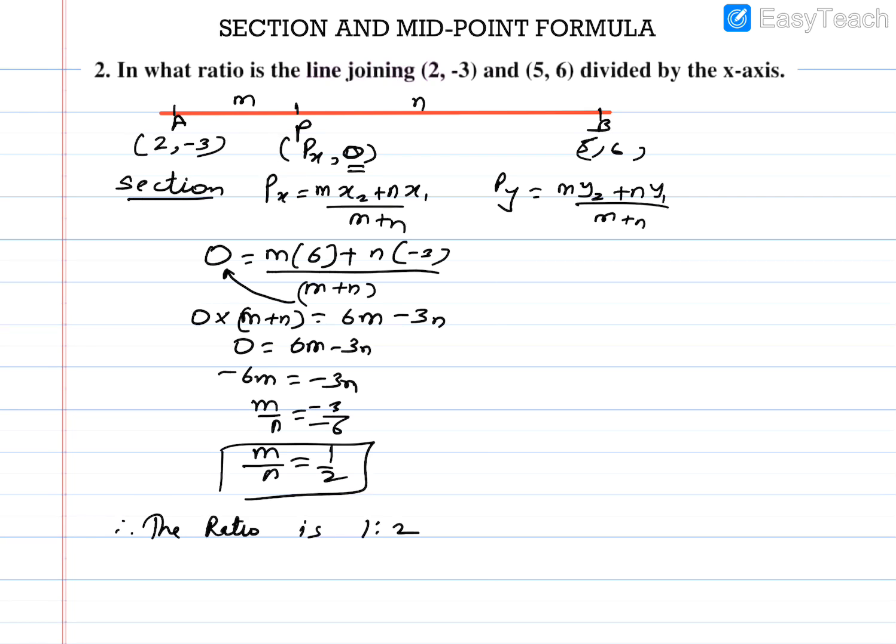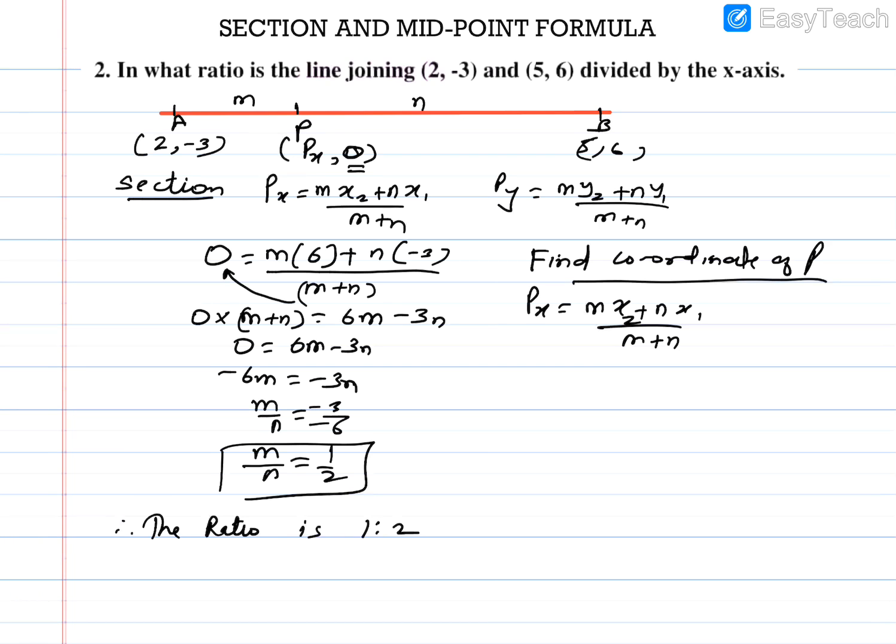If I add the question, find the coordinate of P, then what will you do? I will write the formula for Px. We know that Px will be (mx2 plus nx1) upon (m plus n). I have already written the formula here also. So what will this value be now? Px is not known, m is known. Now m is 1, I'll write with the red pen. m is 1 and n is 2.